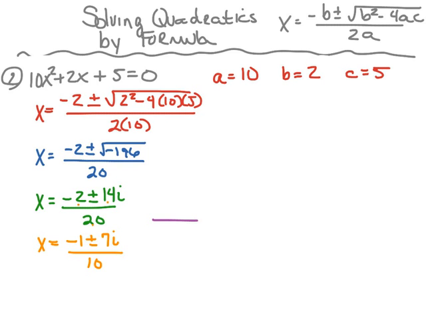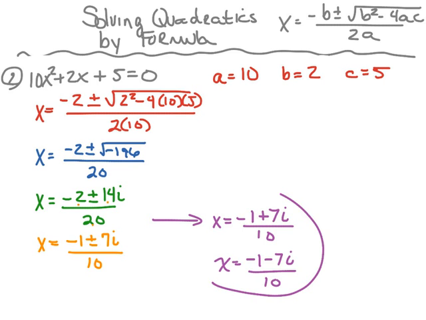So that we can see both of our solutions here, one of those solutions would be x equals negative 1 plus 7i over 10. And our other solution would be negative 1 minus 7i over 10. So these are my two solutions to this quadratic. Again, notice how the solutions are imaginary, and that's because we're taking the square root of a negative value.